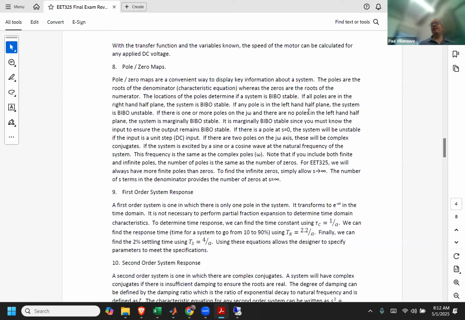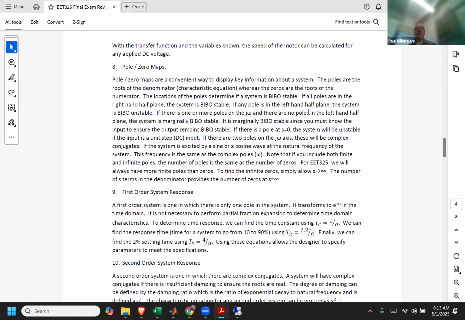And so we talked about the left-hand half plane, right-hand half plane, and the J omega axis. Every pole in the left-hand half plane means it's a stable system. Any pole, so the difference between every and any there, I have to highlight, any pole in the right-hand half plane means that you have an unstable system.